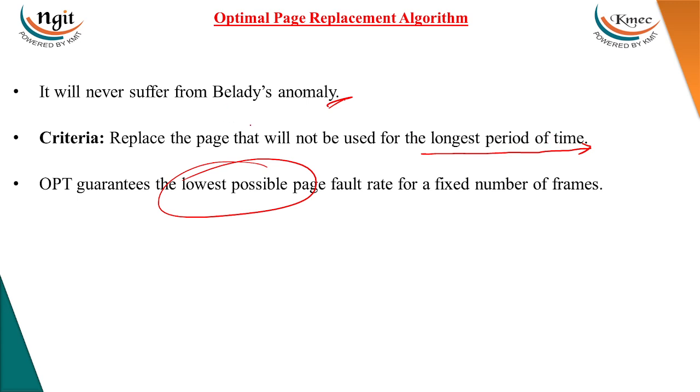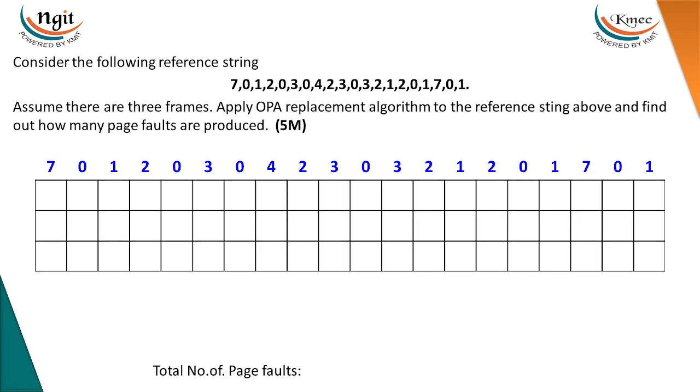So what is the criteria? We will replace the page which will not be used for the longest period of time. We will take the same page reference string, of size 20. Now how to do this? If there is a free frame, we will use it. 7, followed by 7 0, second page fault, and followed by 7 0 1. So now the main memory is full.